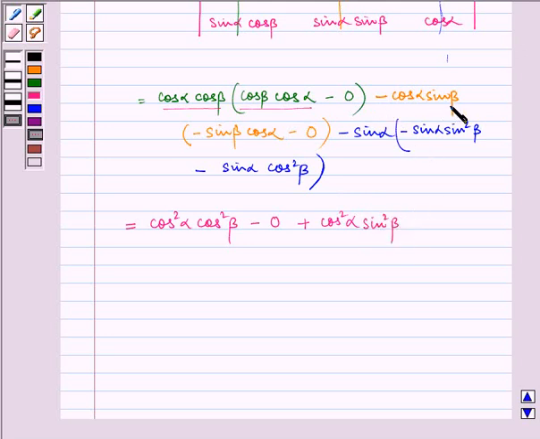Minus cos alpha sin beta multiplied by 0 is equal to plus 0. Then minus sin alpha multiplied by sin alpha sin square beta is equal to plus sin square alpha sin square beta. Similarly, here we get plus sin square alpha cos square beta.